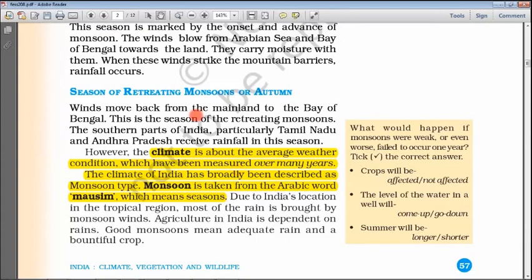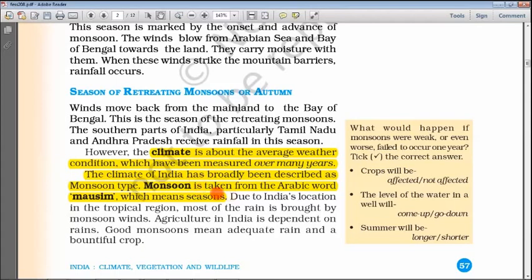This is about the weather, the changing weather, but you have something called climate, which is about the average weather condition which has been measured over many years. Like for 100 years we will measure, and we will say it is the climate of a particular country or a region.